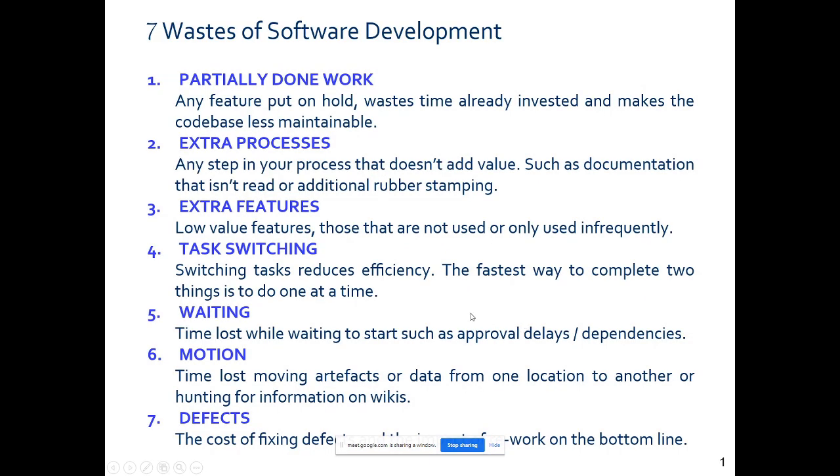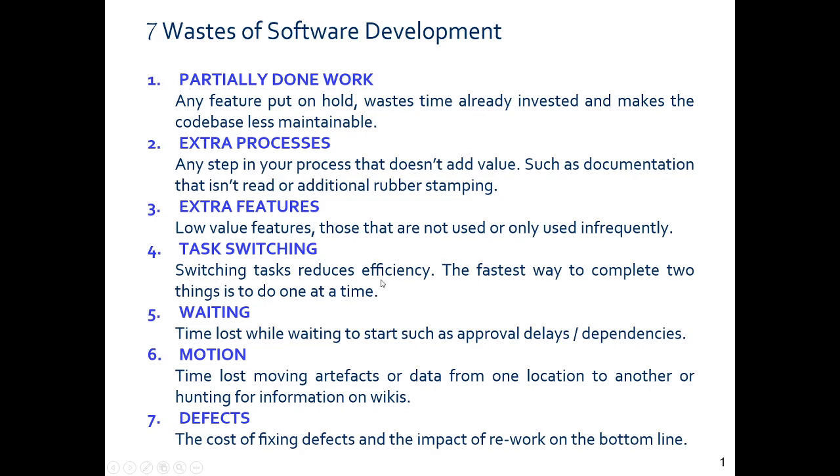Now, first of all, we will try to understand the 7 wastes of software development. That is partially done work, extra processes, extra features, task switching, waiting, motion, and defects.